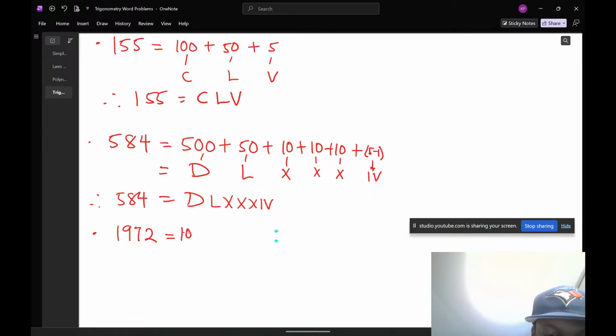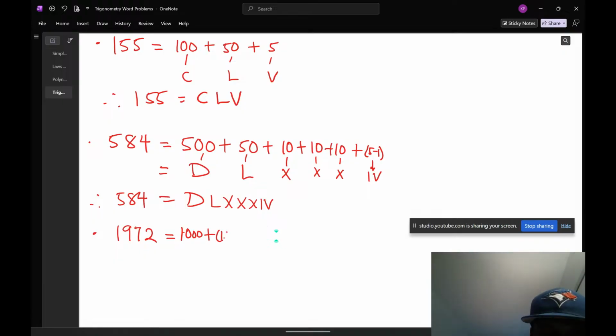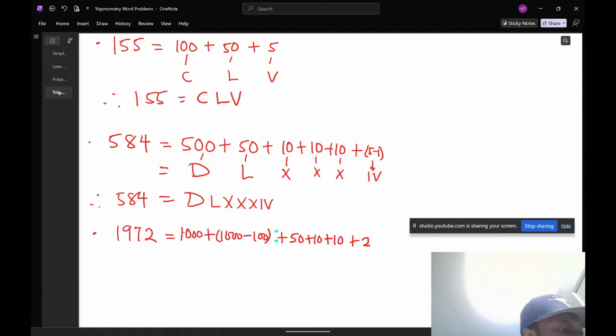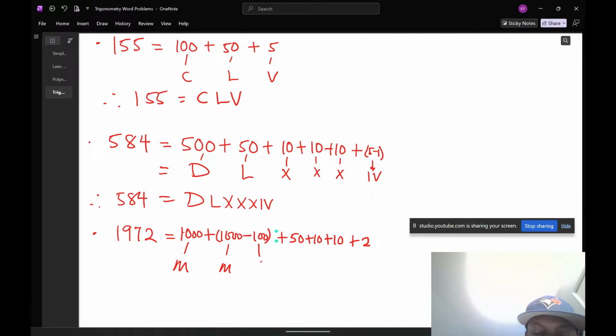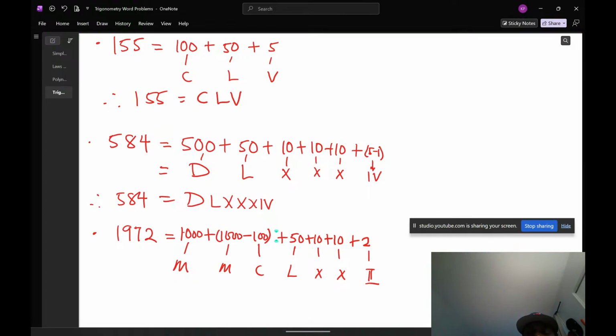So we have it as 1000 plus 1000 minus 100 plus 50 plus 10 plus 10 plus 2. Okay, I can write it as plus 1, but I write it as 2. We already know that 2 is II. So we know that 1000 is M, 1000 is M, 100 is C, 50 is L, 10 is X, 10 is X, 2 is II.